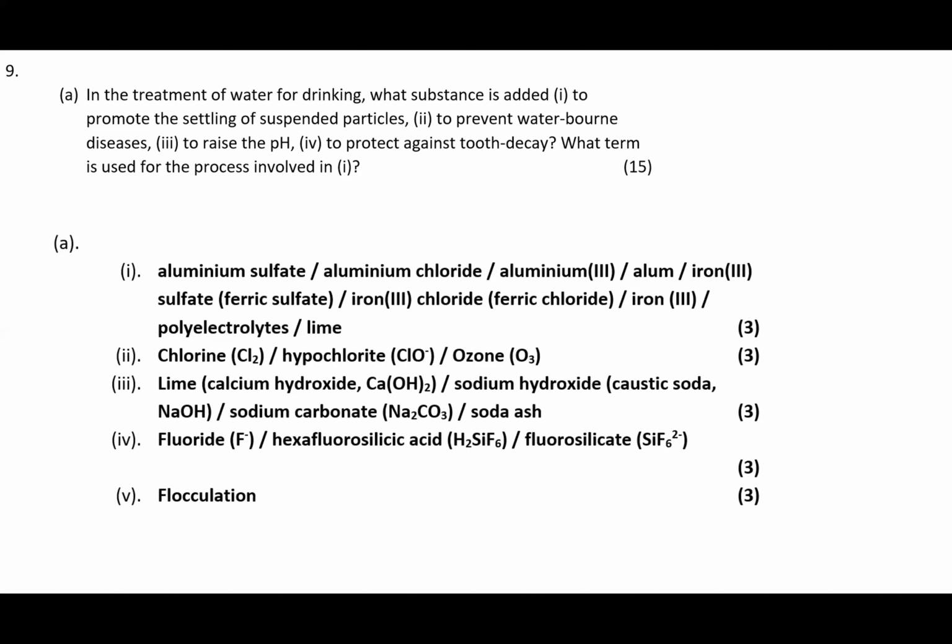Part 3, to raise the pH, we can use lime, or just use the chemical name and formula for it, calcium hydroxide or Ca(OH)2, sodium hydroxide or else caustic soda or NaOH, sodium carbonate, Na2CO3, or soda ash. To protect against tooth decay, we can use fluoride, F-, hexafluorosilicylic acid, fluorosilicate. And then the process in part 1 is called flocculation.